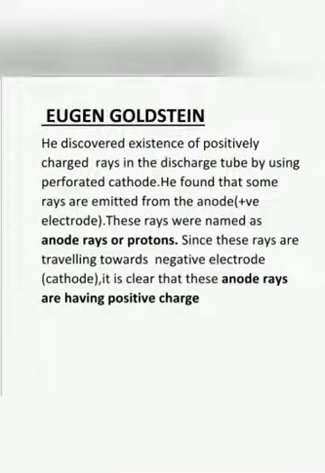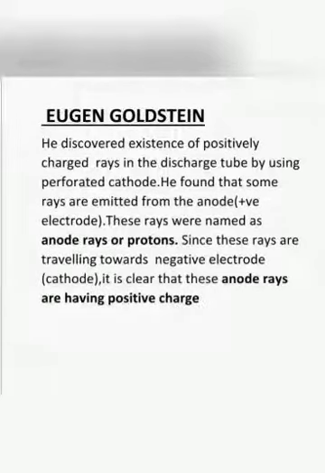Next scientist is Eugen Goldstein. Now let us see his invention. Goldstein discovered protons or positive rays, otherwise known as anode rays. He conducted an experiment using a perforated cathode. That means a cathode having holes. This is clearly shown in the figure.